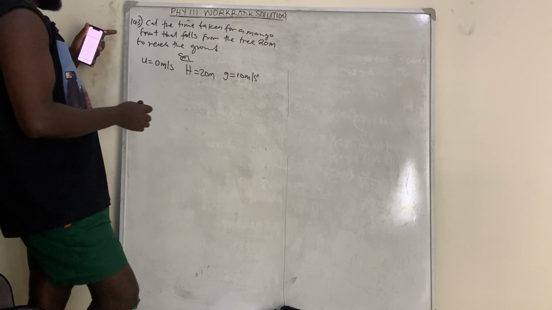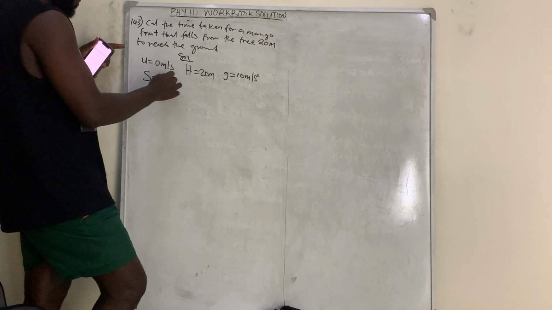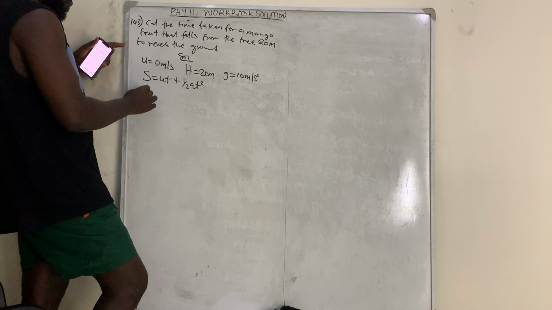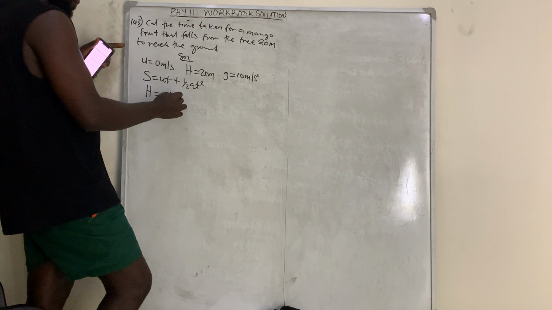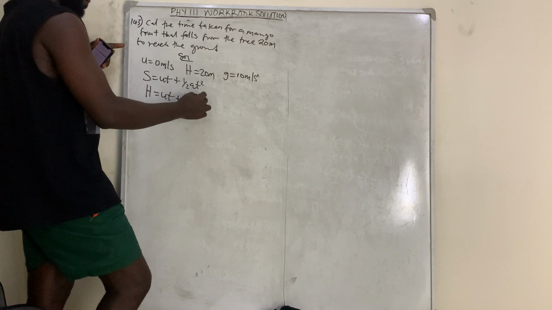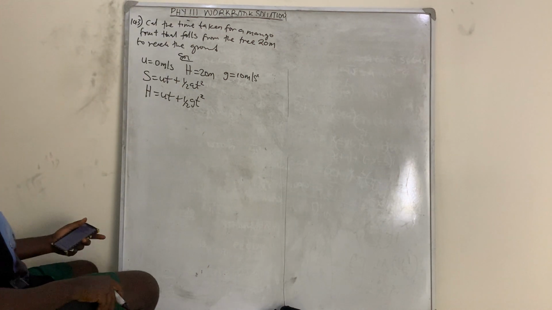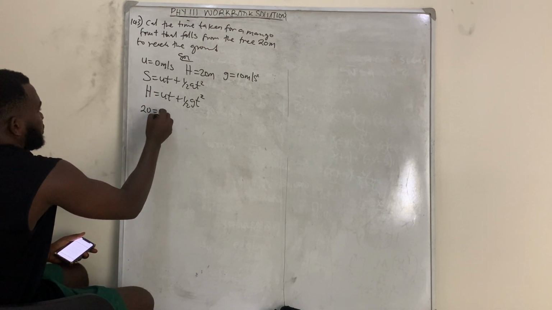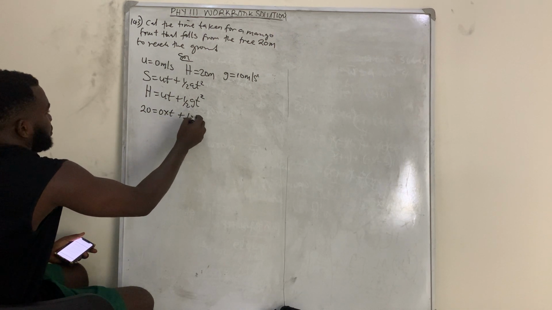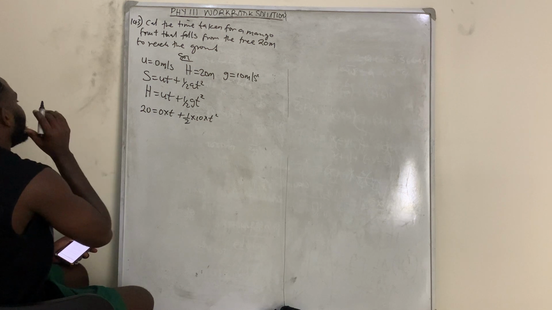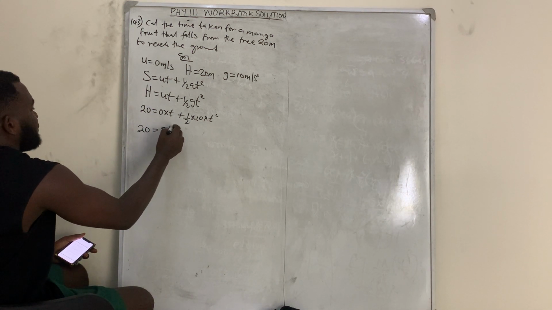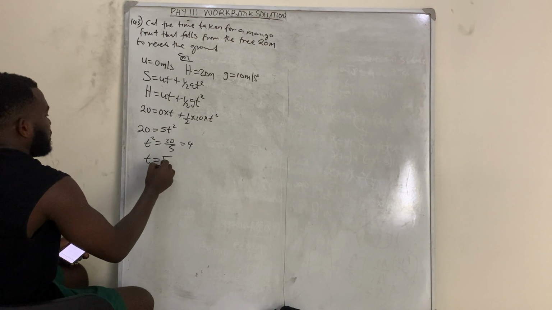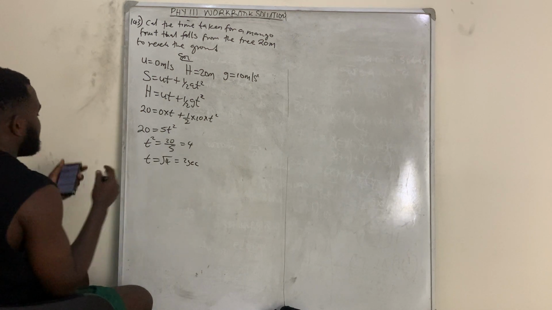Okay, we should know our equations of motion, that say that x is equal to ut plus half at squared. But we are talking about gravity, so this one will now be h is equal to ut plus half gt squared. What are they asking us? The time. So we have 20 is equal to 0 times time plus 1 over 2 times 10 times t squared. If you do this, you have 20 is equal to 5t squared. So t squared will be 20 divided by 5, which is 4. So t will be the square root of 4, which is 2 seconds. So it's very, very simple.